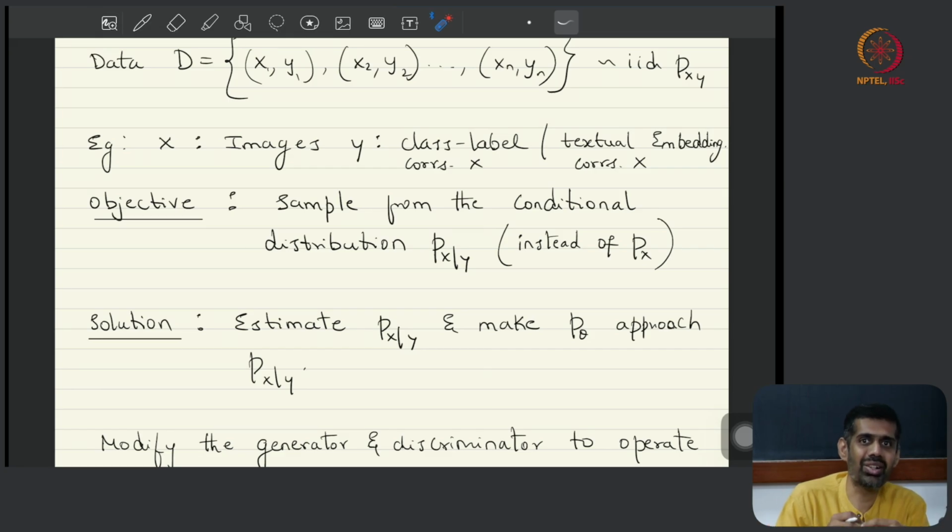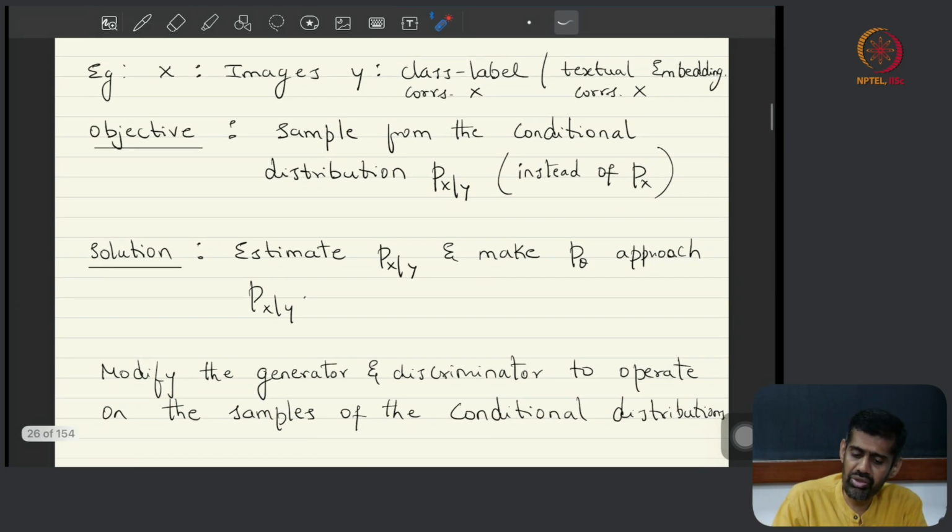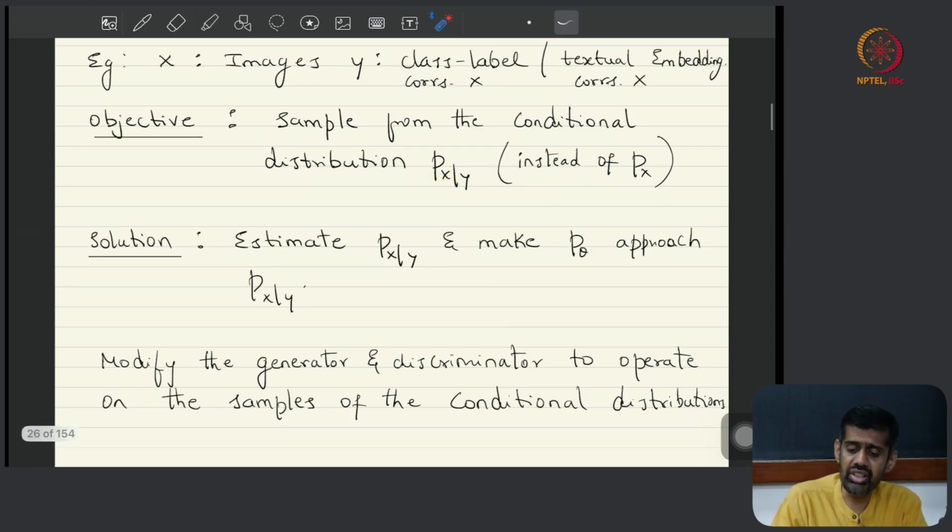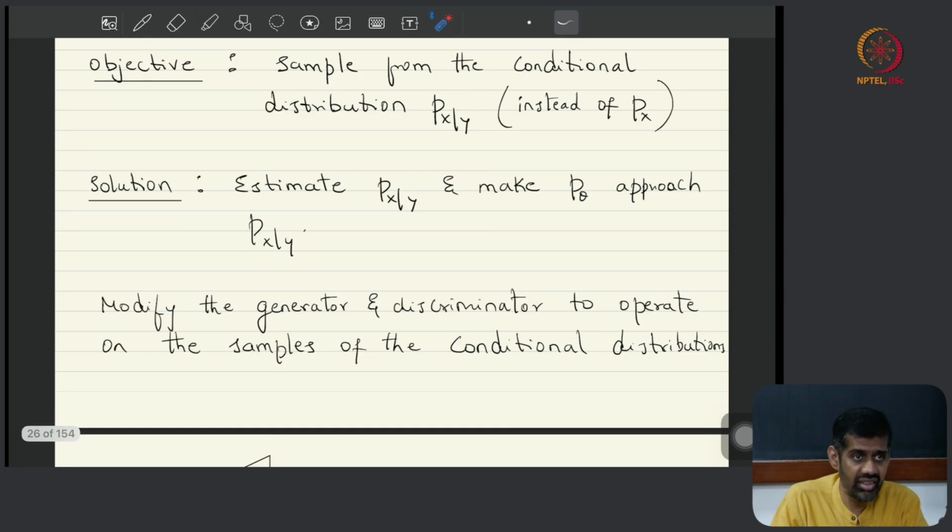Because we cannot process natural text, what we need is real numbers. So if every text is represented as real numbers, that is what I call an embedding. The kind of data we should have is an image and the corresponding embedding, the pairs of them. The objective now is to sample from the conditional distribution P of x given y instead of sampling from P of x. So the question is, how do we tweak the generative adversarial network or this VDM in such a way that it starts sampling from the conditional distribution? The solution is to estimate P of x given y and make P theta approach P of x given y instead of P of x. That's it.